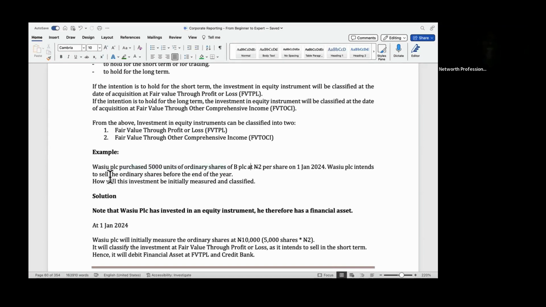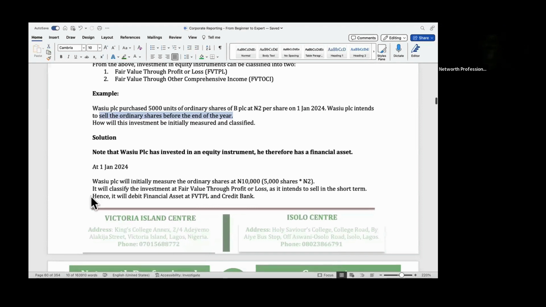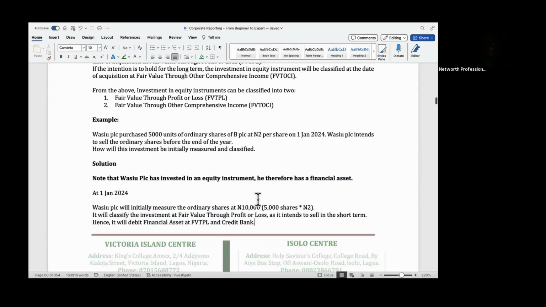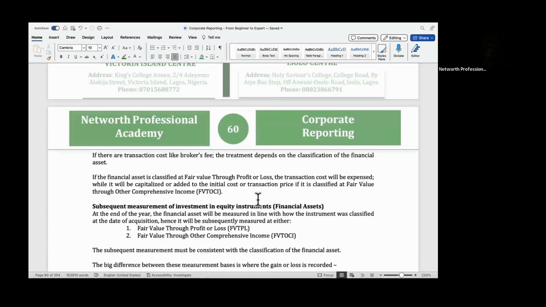And now, since this guy intends to sell the ordinary shares before the end of the year, that means he actually bought those shares for speculation. He bought it for the short term or for trading. Therefore, he's going to classify it at fair value through P&L. So when he's opening the account, he won't just call it financial asset, but rather he will call it financial asset at fair value through P&L. And of course, he's going to credit bank because he's parting with money. So that is just to make sense out of what I've been talking about.